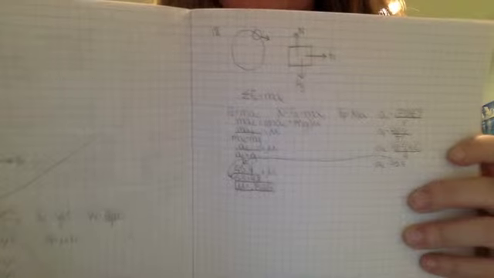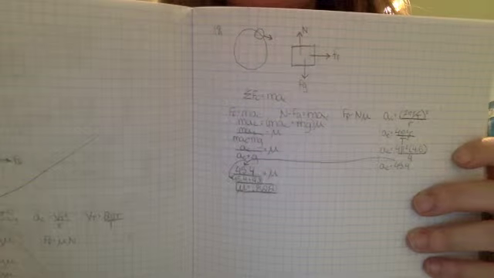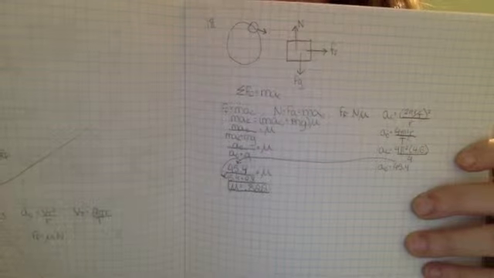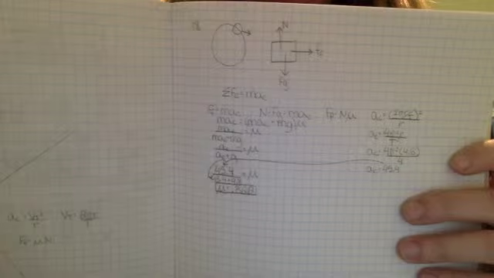And so for my x, I wrote the force of friction is equal to the mass times the centripetal acceleration. And for my y, I wrote that the normal force minus the force of gravity is equal to the mass times the centripetal acceleration. After that, I wrote out my friction equation, which is friction force equals normal force times mu, the coefficient of friction.